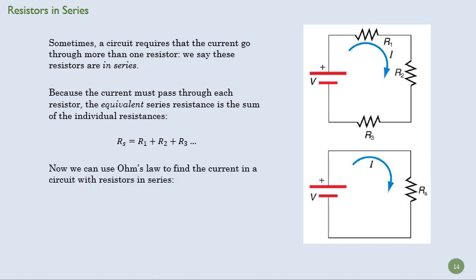Okay. And then we can use Ohm's law to find the current. So we take that equivalent resistance and put it into Ohm's law. We define that equivalent resistance as R1 plus R2 plus R3, and then we can solve for I here. Presumably we know the size of those resistors and the voltage.